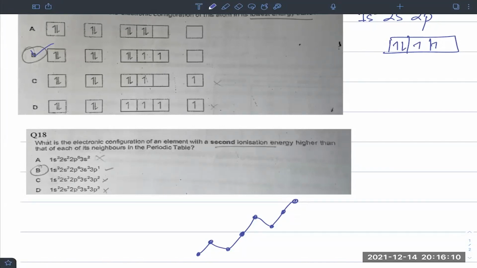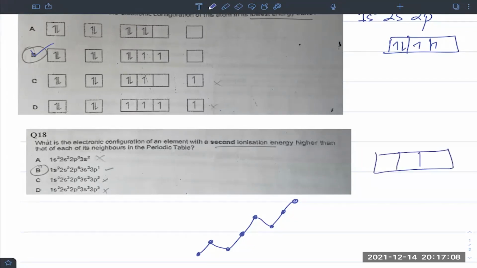Second ionization energy higher than that of each of its neighbors in the periodic table. Which means removing its first electron was easy, but the second one is the most difficult. So why would that occur? This is the first ionization energy, so the second ionization energy should be higher. How will that happen? Where should this thing be? It can't be in group 1, because if it is in group 1, then the second ionization energy will be... it can technically be in group 1, because the second ionization energy will be higher. Yes, sir. It'll be higher.